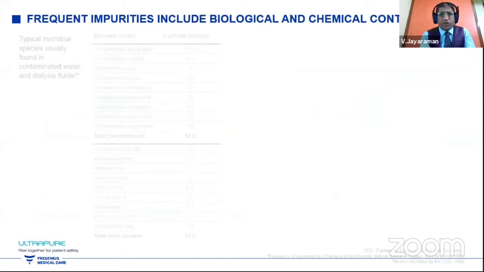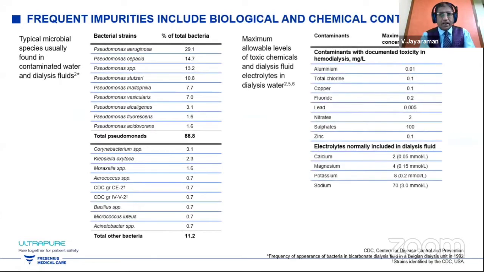Frequent impurities include biological and chemical contaminants. What do I mean? You can see a list in the tabular column, it's all the Pseudomonas, which is the genus, and the species are many, many things. To narrow down, it is somewhere around 88% of the total bacteria, which is the typical microbial species found in the contaminated water and dialysis fluid. You can also see in the slide other bacteria, which is somewhere around 11%.